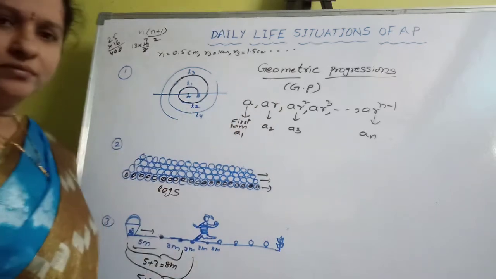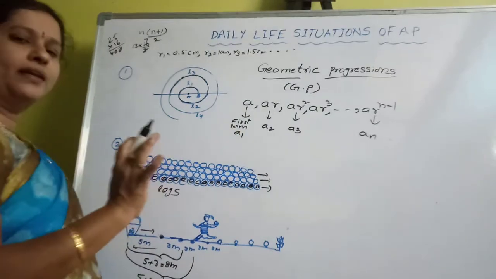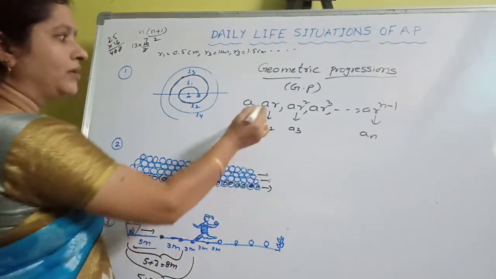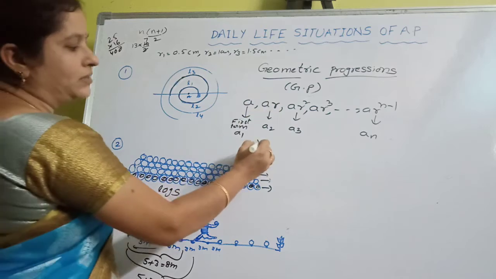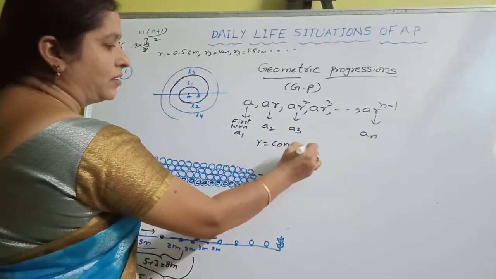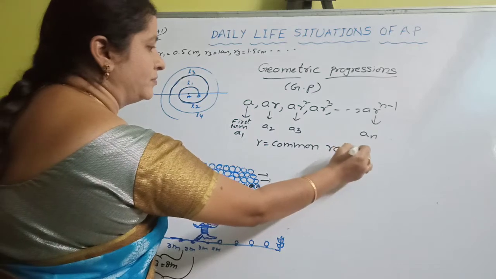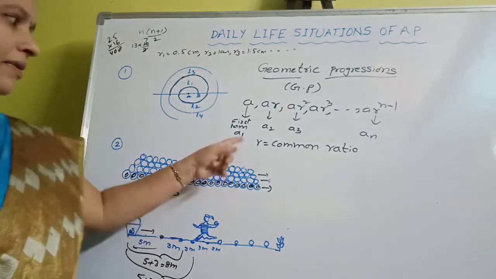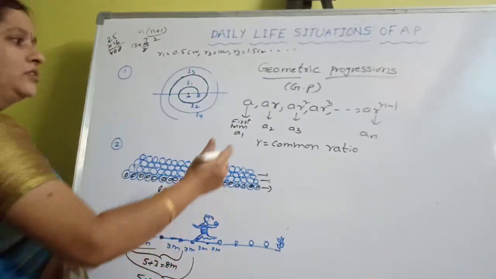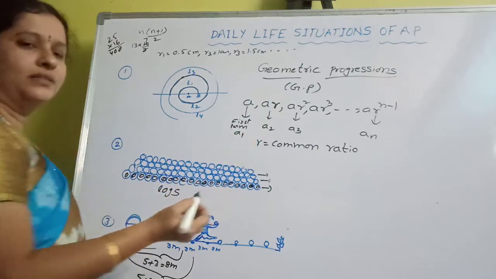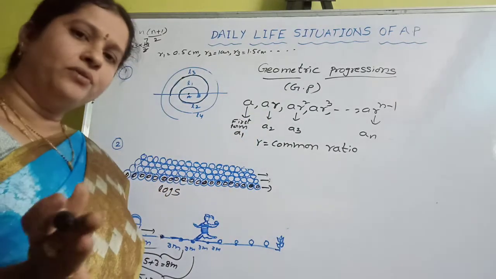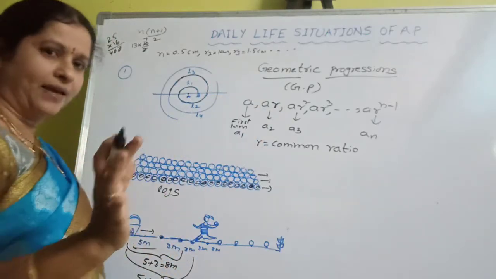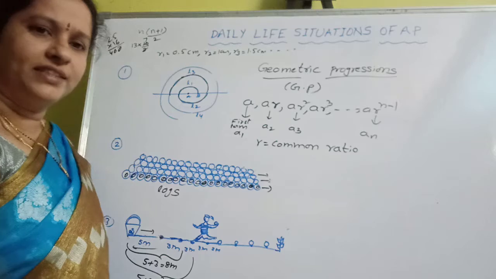So what about r? In AP we are taking the common difference d. In geometric progression there is no d, simply we are taking r. r means here common ratio. So common ratio is represented by r here. So what is meant by r here? Common ratio means the ratio between any two consecutive terms. If the ratio between any two consecutive terms is the same, then the series is in GP.